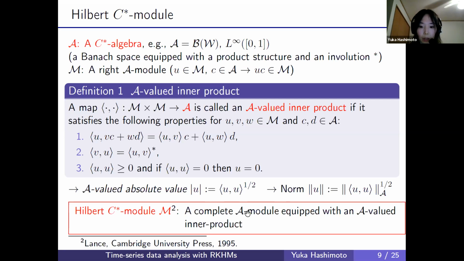And if an A module is equipped with an A-valued inner product and complete, it is called a Hilbert C star module. This is a generalization of a Hilbert space.